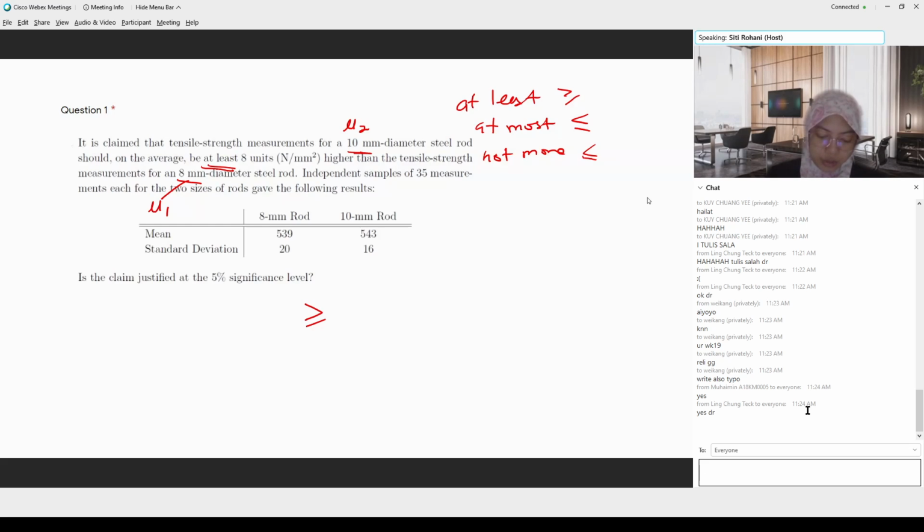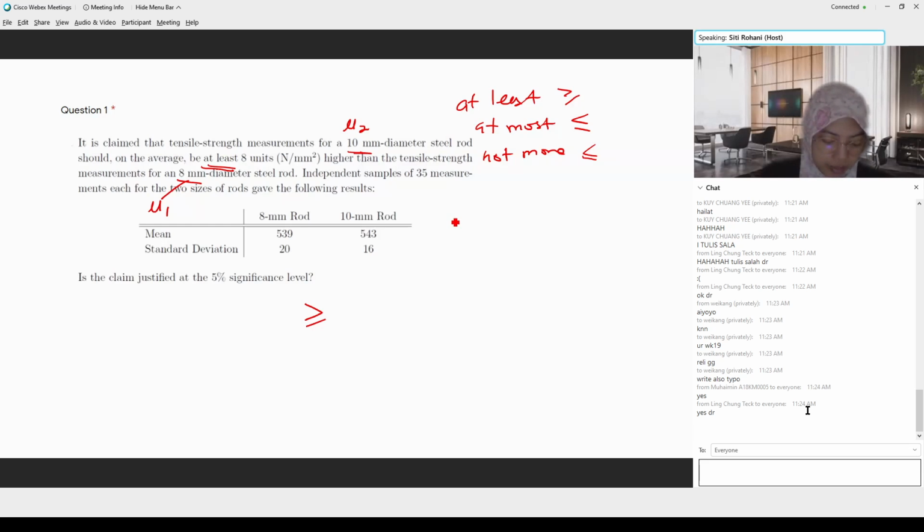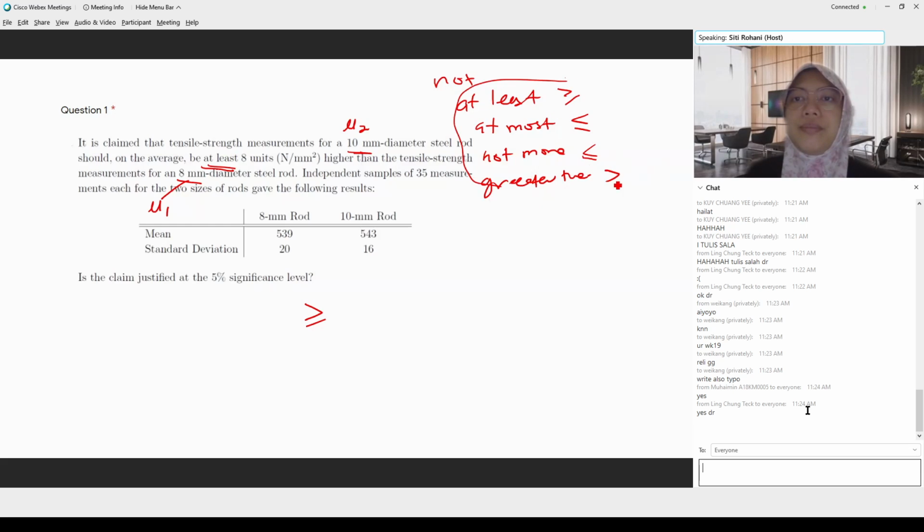And then what else? Let me look at the symbols that are there. We have greater than, higher than, less than. You should know what these symbols mean. You can go to Google and search, for example, symbols for not more than, and they will show you other symbols like this.